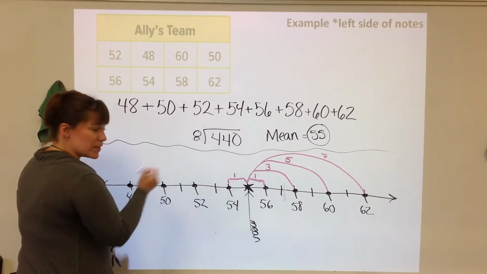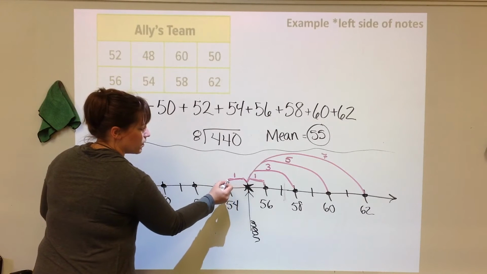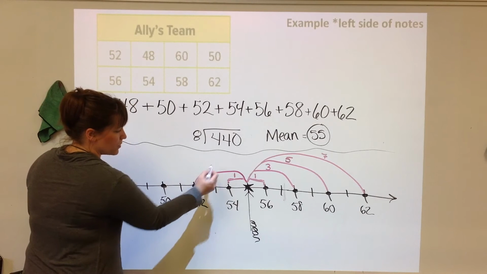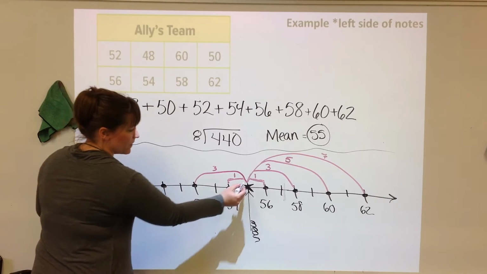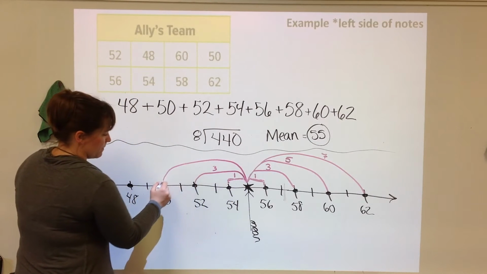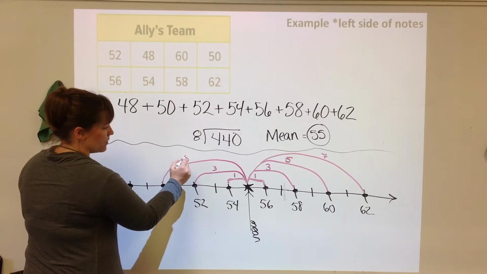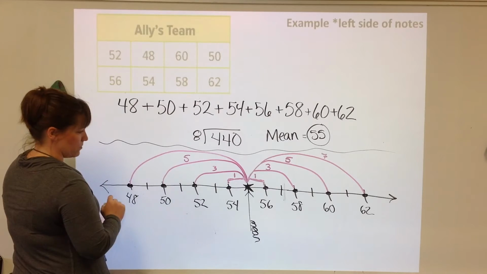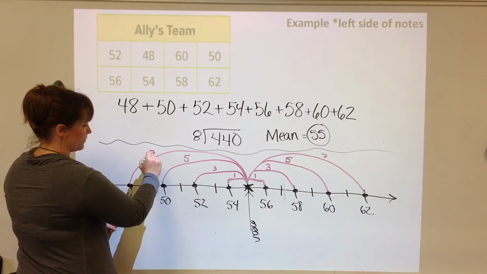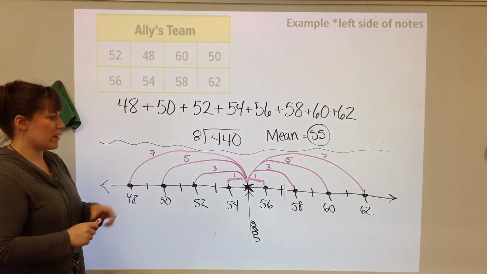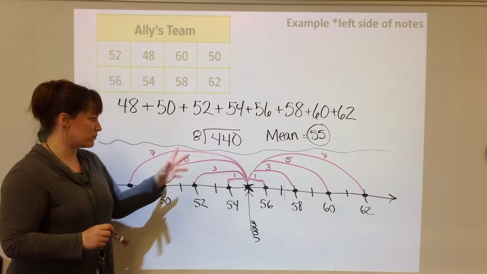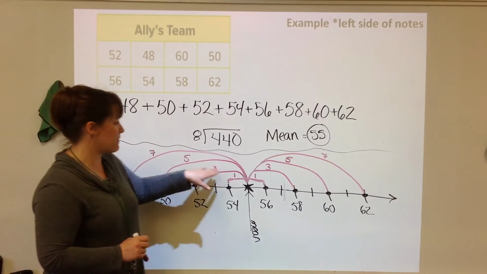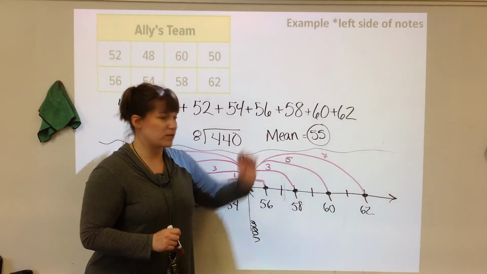So now we're going to do the same thing on the opposite side. We started with the 54, that's 1 away. This one happens to also be 3 away from 55. And 55 minus 50 is 5. And then the farthest one out is 7 away. So now we have 8 new numbers. They are pink or red in my example. So we have 7, 5, 3, 1, 1, 3, 5, 7.